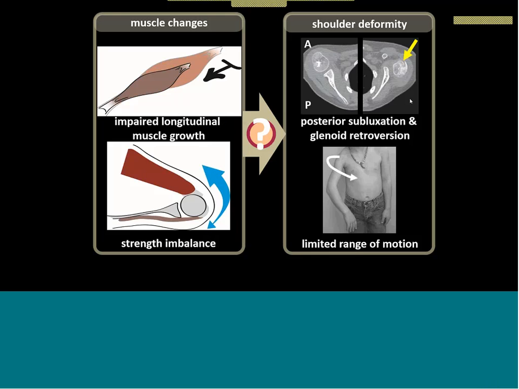One long-standing clinical hypothesis is that there's an imbalance in strength between the unimpaired internal rotators and the paralyzed external rotators. So the internal rotators would be pulling the arm into that internal rotation postural deformity that we see down here.